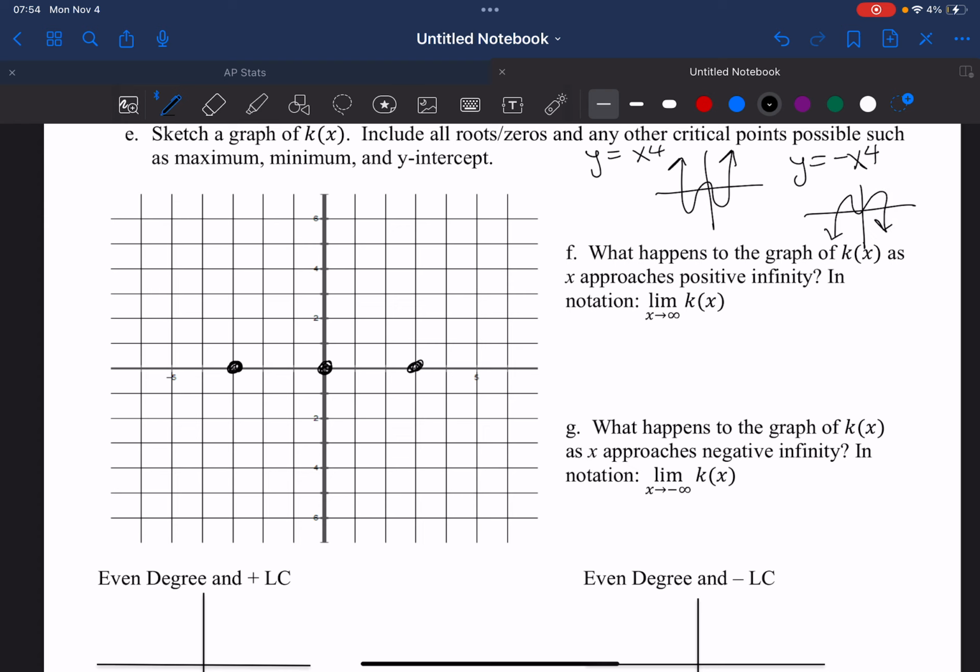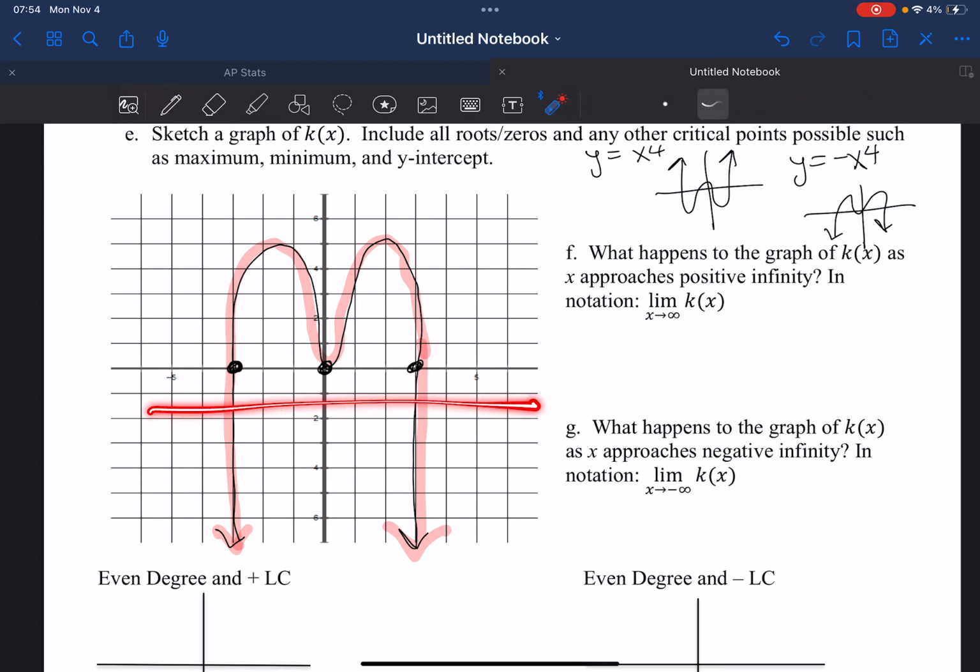Okay. And remember, I'm bouncing off the 0. So I'm going to go up, down to the 0, bounce off of it, go back up, and go through the positive 3. And notice how this looks like an M shape. Okay. So this one, as x approaches positive infinity, so to the right, I look at the endpoint and notice that it's going down. So this is equal to negative infinity. Same with the other side, as it's going to the left and approaching negative infinity, I notice that my endpoint is still going down, which means it's still approaching negative infinity.